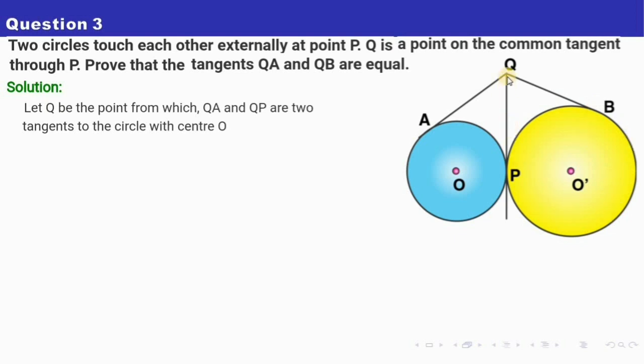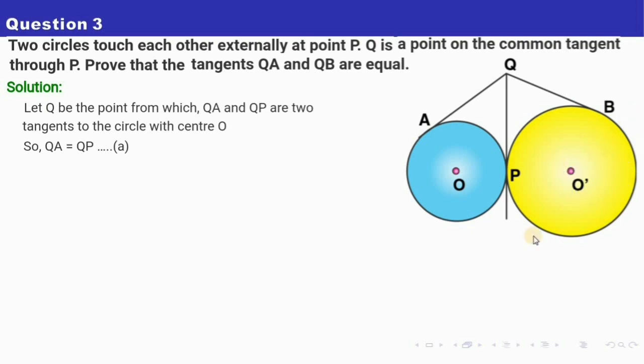So this Q is my external point, right? We know that if you draw any two tangents from an external point, that is QA and QP, to a circle, then both the tangents are of equal length. That is one of the theorems that we introduced in the beginning of the session. So QA and QP are equal. Please remember, you have to forget about this circle for now.